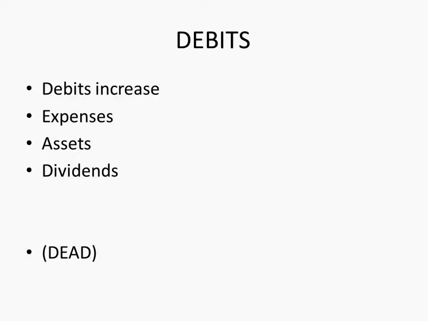Which one do I think might be the thing that you may not remember as well? Dividends. Debits increase dividends, right? Because as you pay out dividends, you debit your dividends account, which is in your equity section, right? Retained earnings. So debits increase expenses, assets, and dividends. Dead.